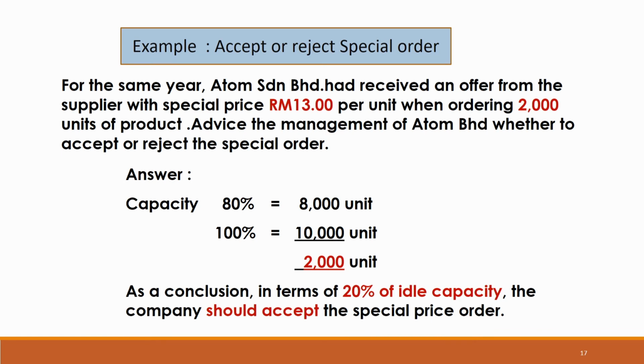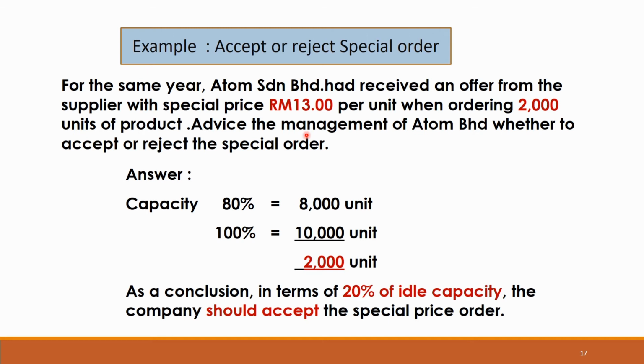So we continue from the previous question. For the same year, Atom 9 Berhad received an offer from the supplier with a special price of RM13 per unit. So you can see that the company received an offer from the supplier with the price of RM13 per unit when ordering 2,000 units of the product. Advise the management of Atom 9 Berhad whether to accept or reject the special order.